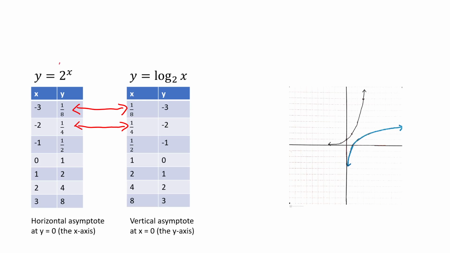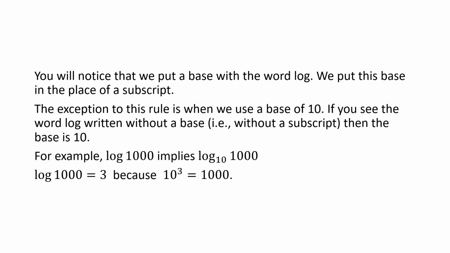So the black curve, the first one we drew, is y equals 2 to the x. The inverse of that is y equals log base 2 of x. Now, you're going to notice so far that we've always put a base with the word log. So we put this base in the place of a subscript. For instance, when we said 2 to the 3 is equal to 8, we said therefore that means 3 is log base 2 of 8. There's always this base here whenever we write a log.